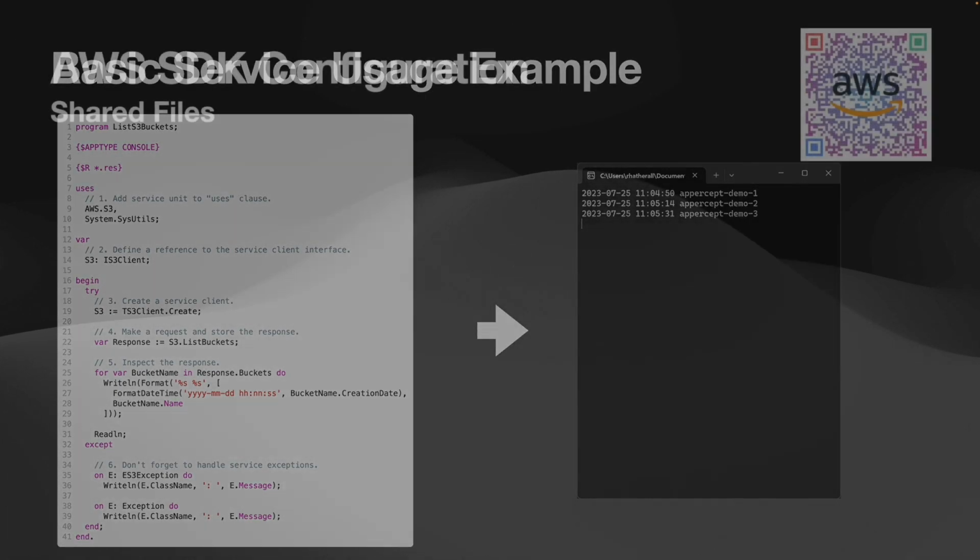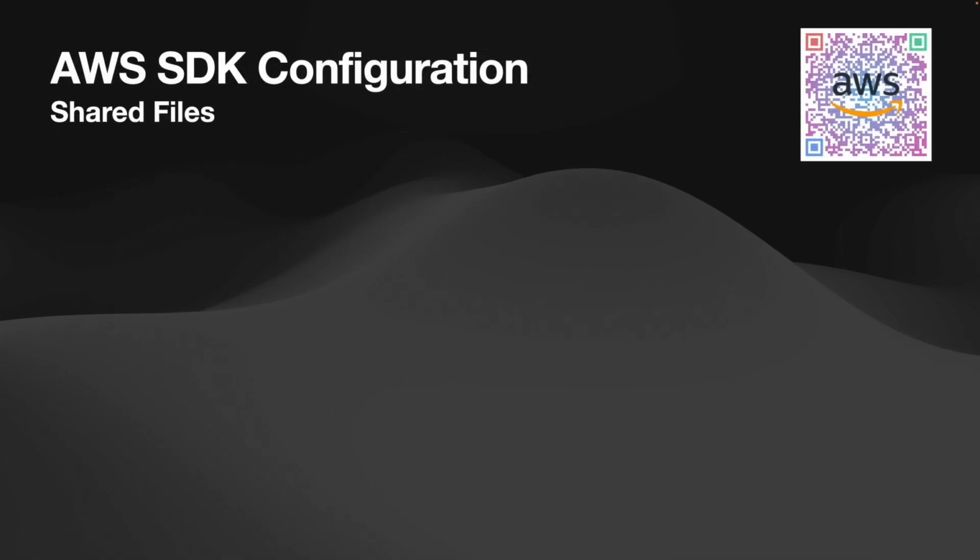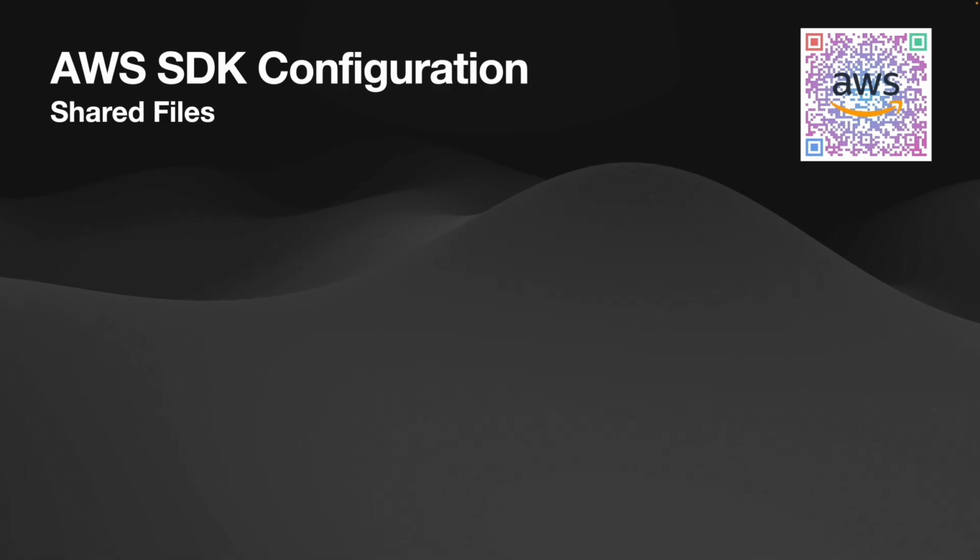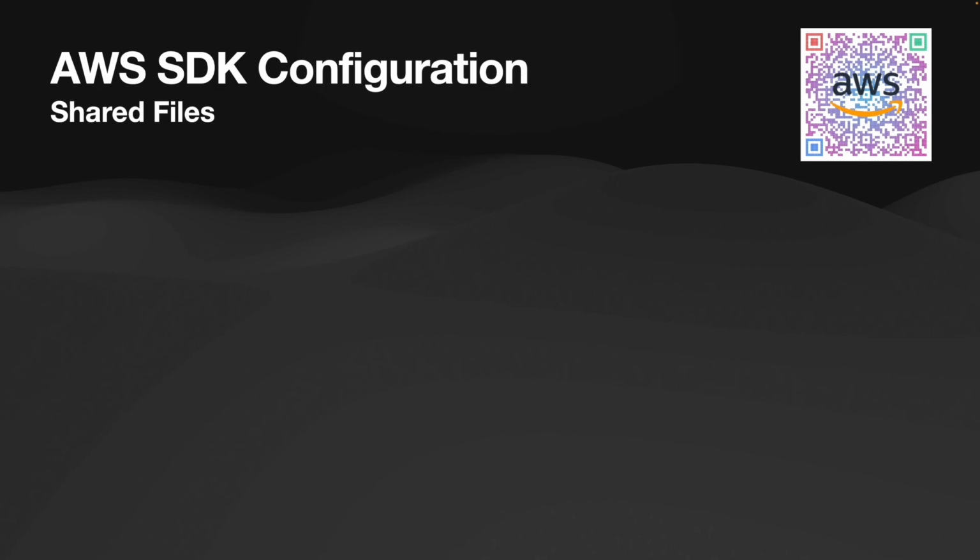So let's look at how to configure the AWS SDK. The QR code at the top of the screen is a link to Amazon's official AWS CLI configuration reference, and that details out everything I'm going to talk about here in more detail.